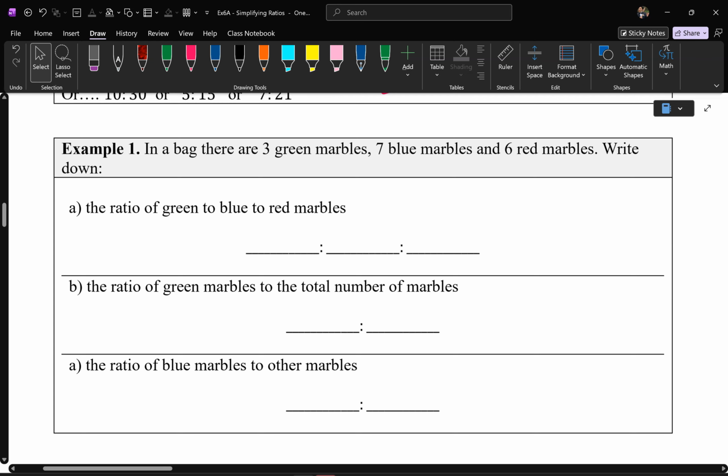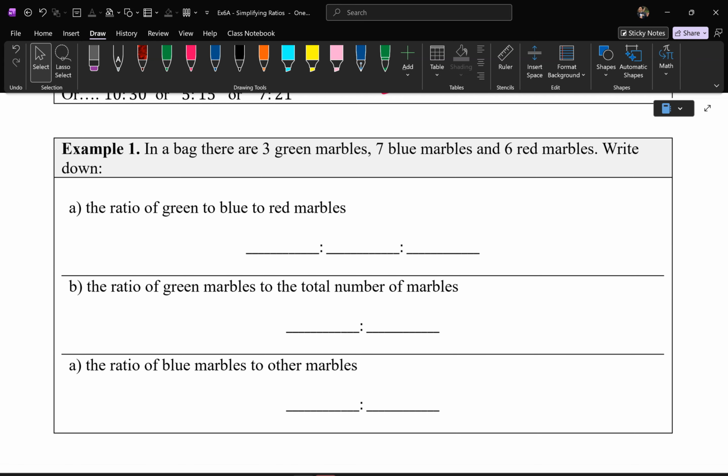So here in a bag, there are 3 green marbles, 7 blue marbles, and then 6 red marbles. Question is, if I have 3 green, 7 blues, and 6 reds, how many marbles in total do we have here? Can I please have Jay? There are 16 marbles in total.